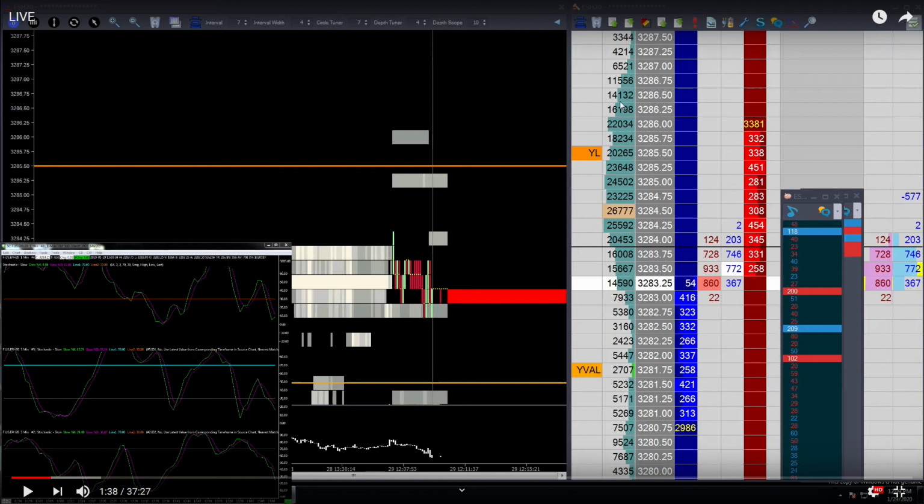Longer-term buyers are buying up here. They're not buying down here. Short-term buyers are buying down here. Guys like me are buying down here. Institutions are buying up here. Yeah, they could buy down here, but really your longer-term traders are buying up here, and that's what's going to cause the push out of this distribution zone.